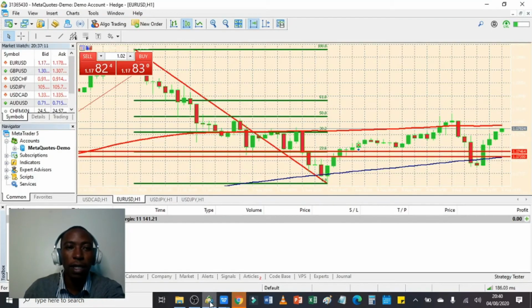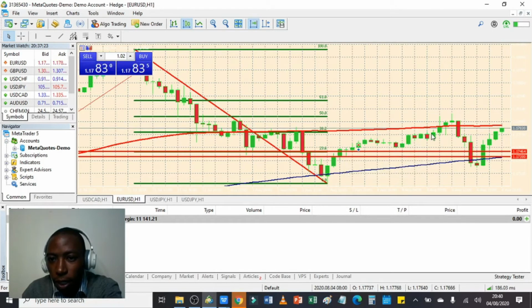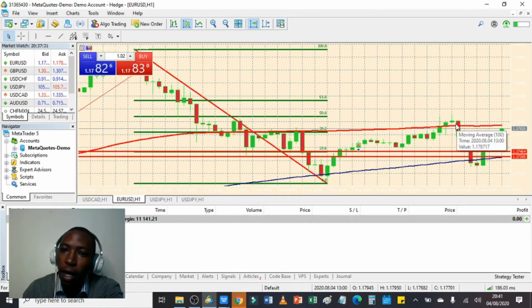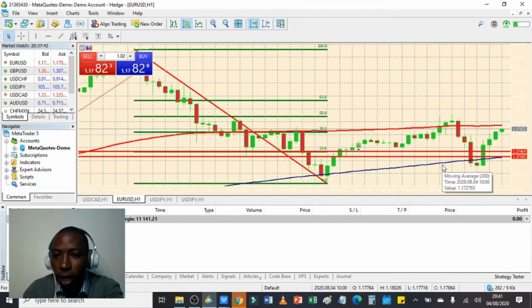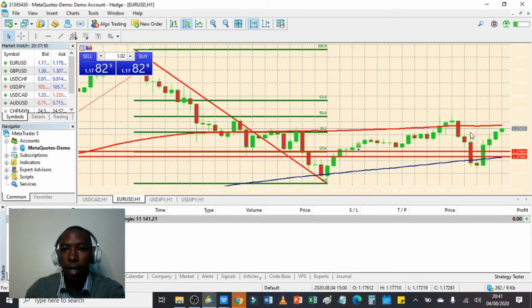Heading over to our chart, let's try to locate the gravestone doji, and we can only locate it at the height of an uptrend. As you can see here, we have an uptrend, and this pattern here is a gravestone doji, an inverted T. From there, the next candle was bearish, and henceforth the market has been bearish. After around 4 candles, after breaking this blue line, the 200-hour moving average, the market was able to reverse, and it is now bullish. That is the gravestone doji.